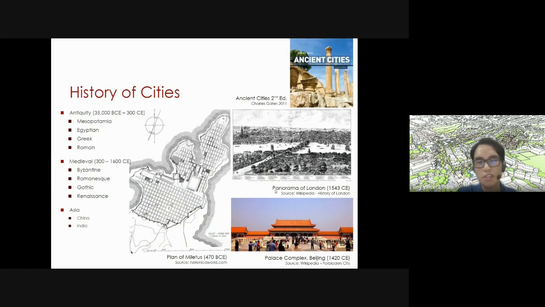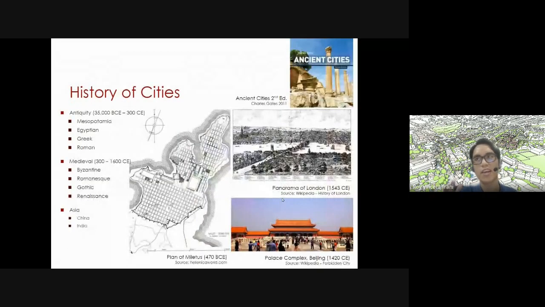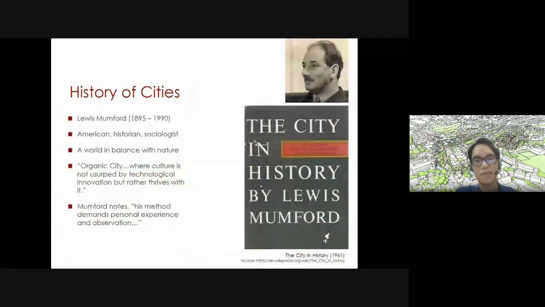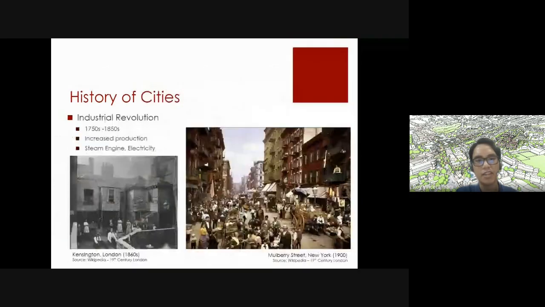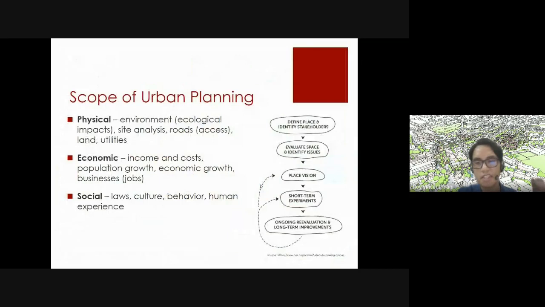And then we'll continue with the history of cities. This is for my other class, so this is not such a big deal for our urban and environmental issues class, but I'll discuss this next week because it's a little bit long. I just wanted you to know about the difference between urban design and urban planning. So, different scales.